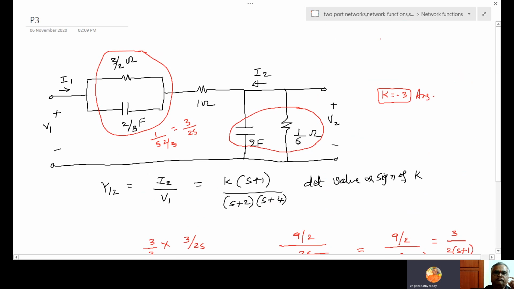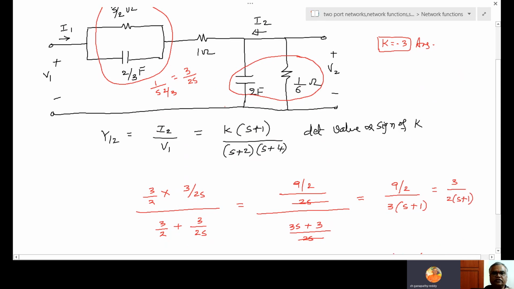Now if you see here, V2 is the voltage across this equivalent, and this is added with 1. This equivalent is added with 1. Now using the voltage division theorem, V2 is across this total equivalent. Now here 1 is added.